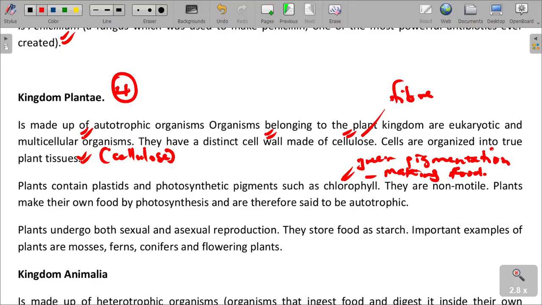They are also not able to move. They are non-motile. Plants make their own food by photosynthesis, and they are therefore said to be autotrophic. They are also called producers.